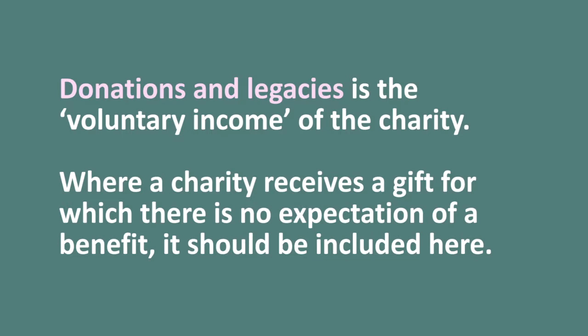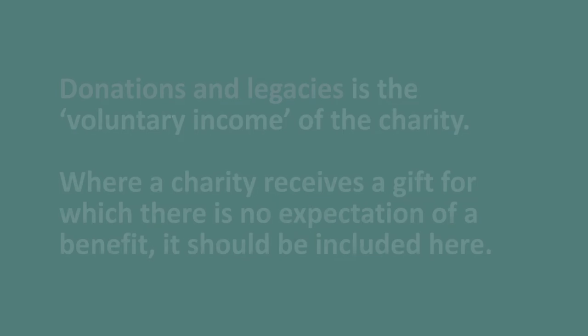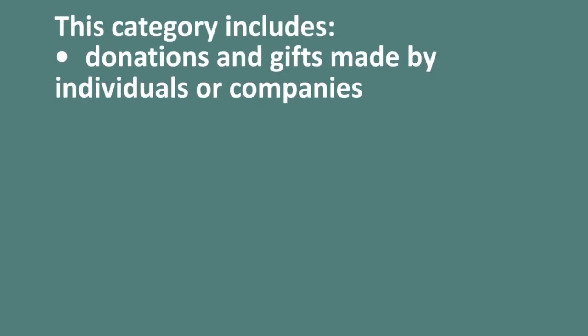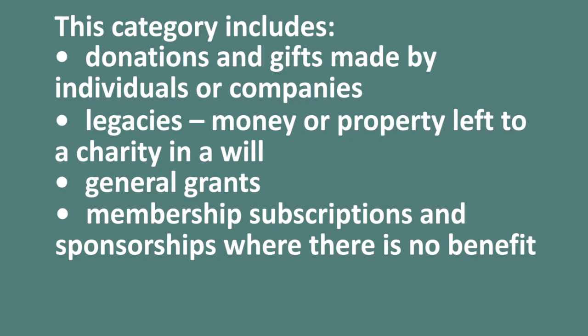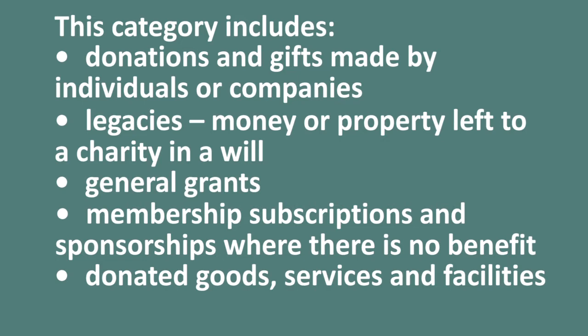Donations and legacies is the voluntary income of the charity. Where a charity receives a gift for which there is no expectation of a benefit, it should be included here. This category includes donations and gifts made by individuals or companies, legacies, money or property left to a charity in a will, general grants, membership subscriptions and sponsorships where there is no benefit, donated goods, services and facilities, gift aid.